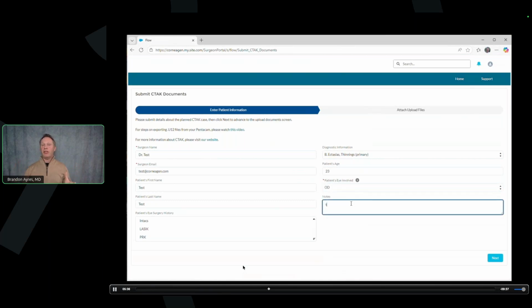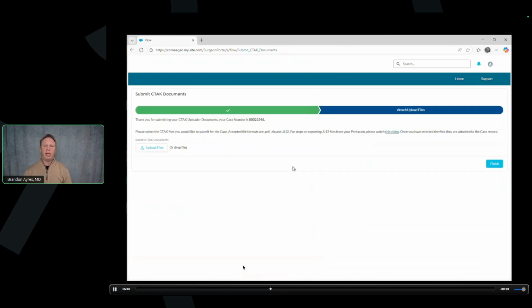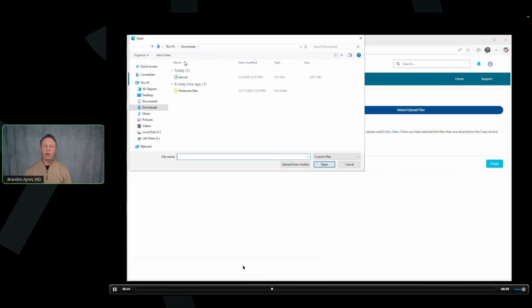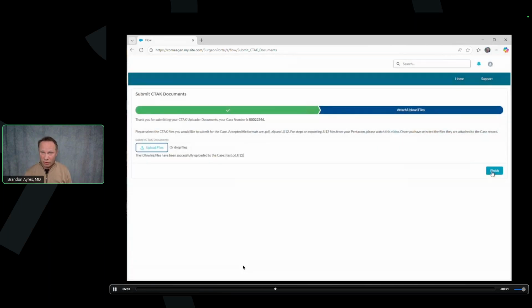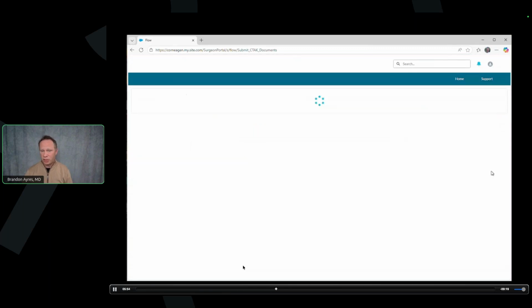Actually, learning about the U12 file, I did not know about the U12 file until a couple of years ago when we started planning CTAK, and I now use that U12 file even to transfer data between Pentacams. I see patients in a few different areas. So I got to thank CorneaGen for teaching me about the U12 file. It's actually made my ability to follow patients much, much better.